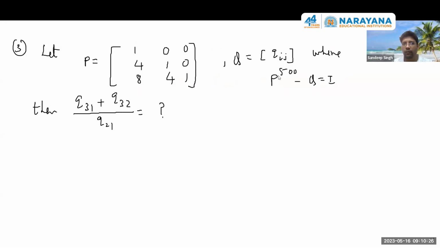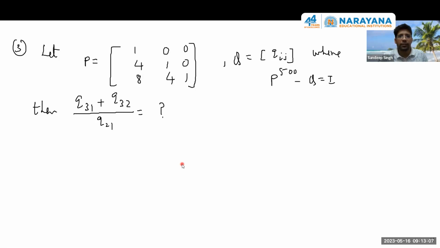This is P power 500. So how should we proceed? Are you doing it? P power 500. So is there anything you can judge about power of P? Sir, is it 5? You are getting 5? Yes, sir.